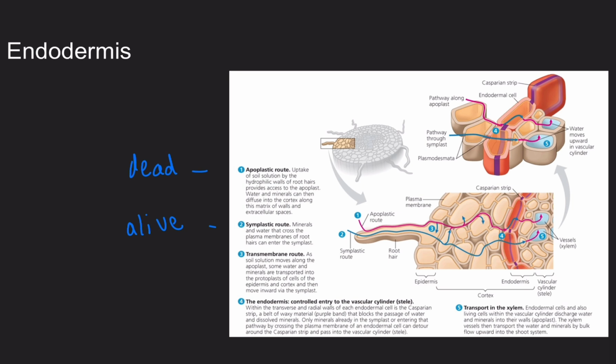And then finally, the endodermis controls entry to the vascular cylinder. It basically acts as a passage that prevents materials from going in through the apoplast and makes them go through the symplast to ensure that toxins get filtered out, because the symplast involves selectively permeable layers.